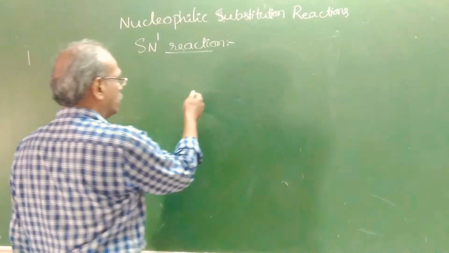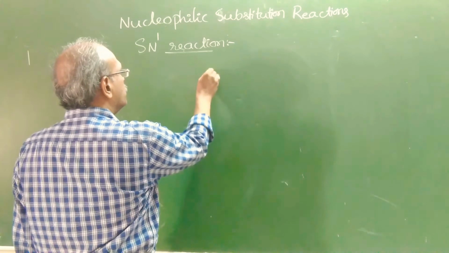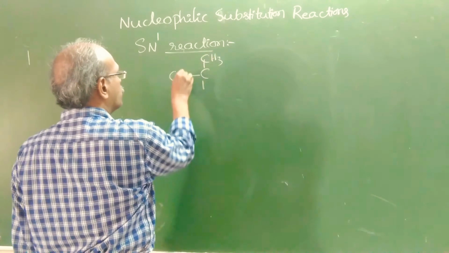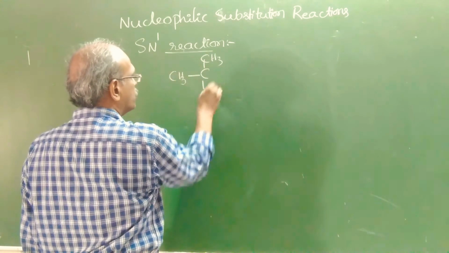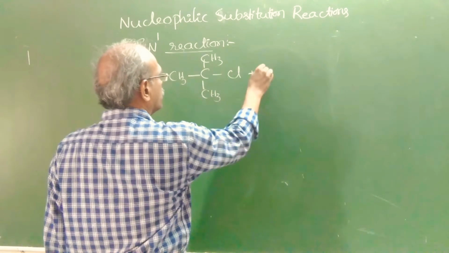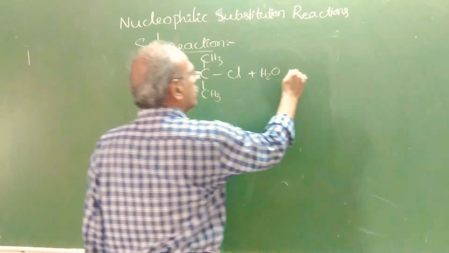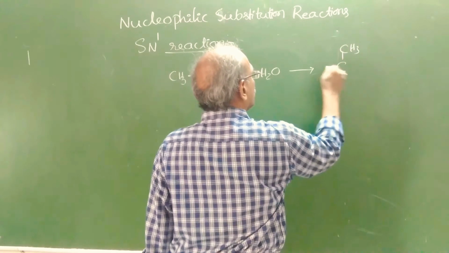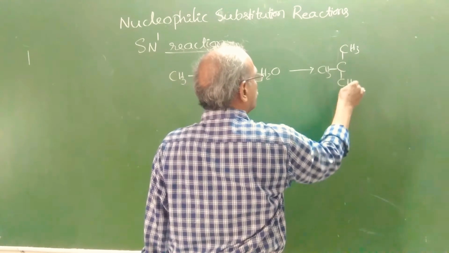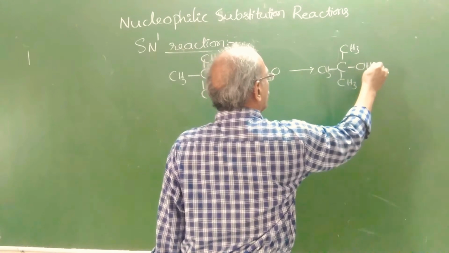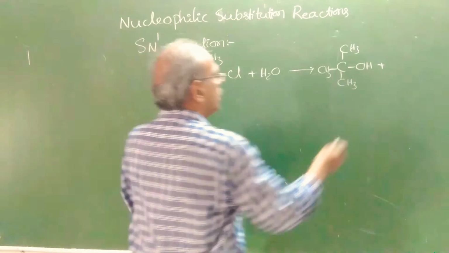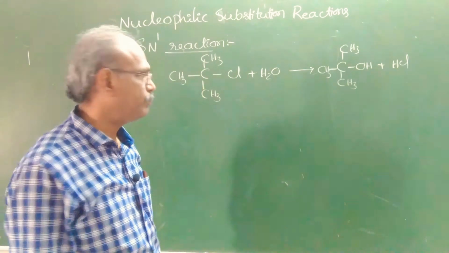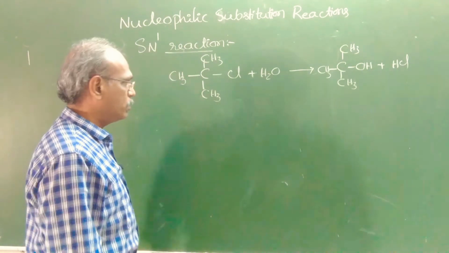Let's say with an example. See the reaction of tertiary butyl chloride for the sake of convenience with H2O. See the product, (CH3)3C-OH plus HCl. Tertiary butyl alcohol is formed. Okay, this is the basic reaction.